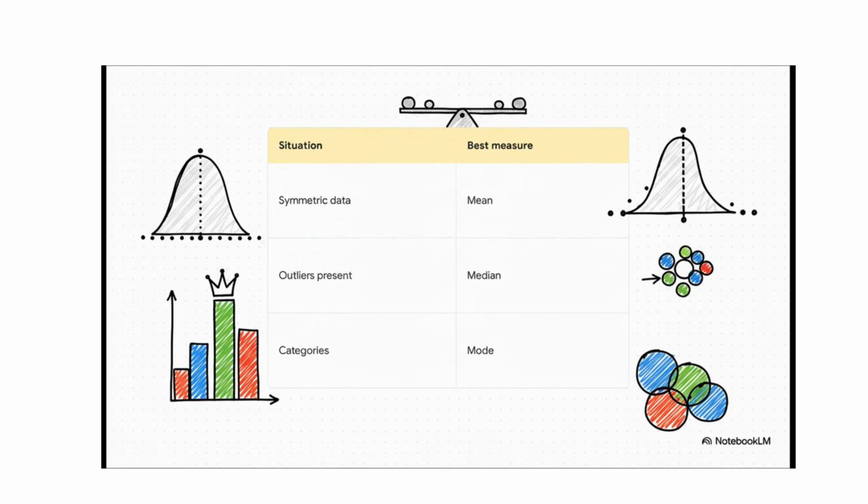So the really crucial part of being a data detective is knowing which tool to use and when. Think of this table as your little cheat sheet. If your data is pretty balanced, symmetric, the mean is great. But the second you see outliers, the median is your best friend. And just for the record, if you're dealing with categories like what's your favorite color, you'd use the mode, which is just the one that shows up most often.